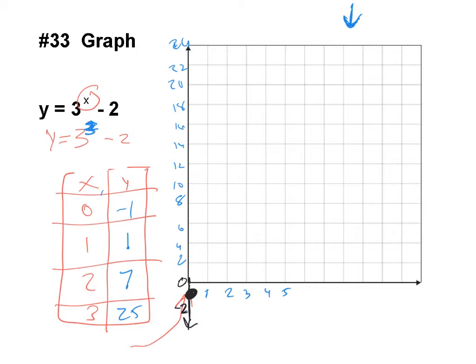A little bit below our graph. 1, 1. Okay. So 1, 1, right? Halfway between 1 and 2. 2, 7. And then 3, 25. So that's a little bit above our graph here. But notice what we're getting. We're getting this J-shaped graph because it's an exponential function. So for number 33, you'll get a J-shaped graph as well.